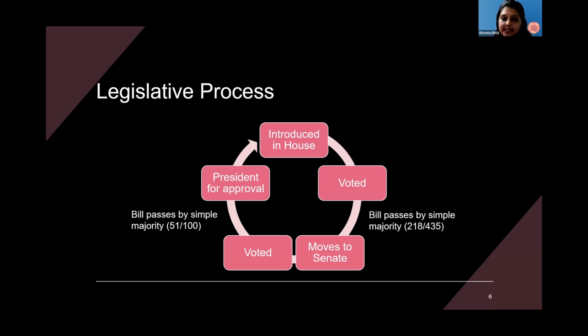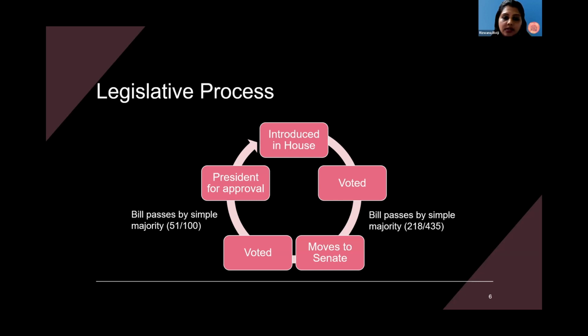And then if released, debated and voted on, again by a simple majority, that is 51 of 100, the bill would be passed. And there are a couple of steps before the bill moves to the president, who has around 10 days to either approve or veto the bill. If the bill is approved, then the president would go ahead and sign it into law. And if it is vetoed, then you could reintroduce the bill into the House, and the process is very similar.